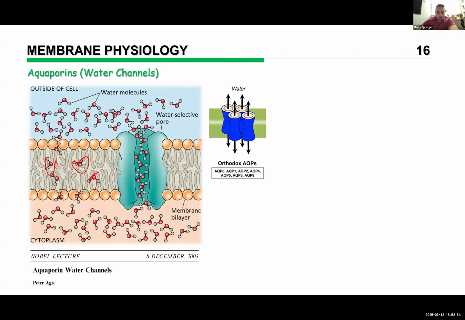So Peter Agre, 2003, he actually shared this Nobel Prize with somebody else that I'll tell you about in a little bit. And that one won't be on the test. This one's fair game, the other one won't.